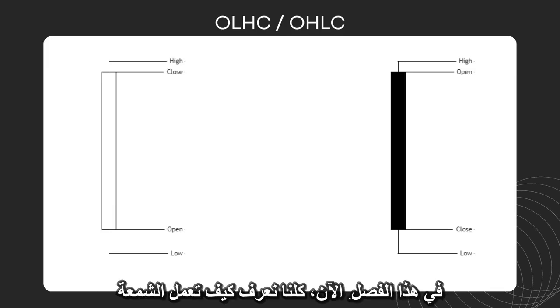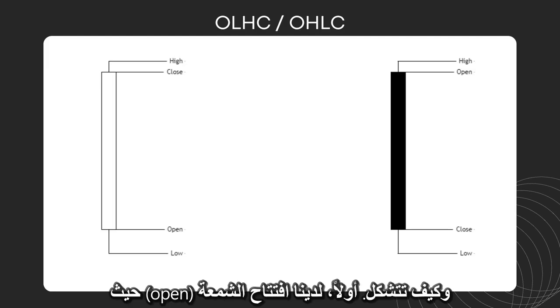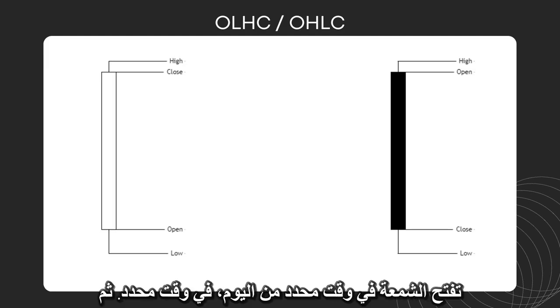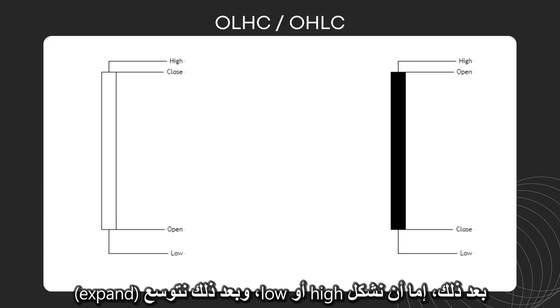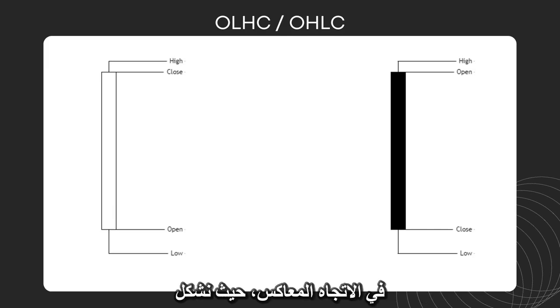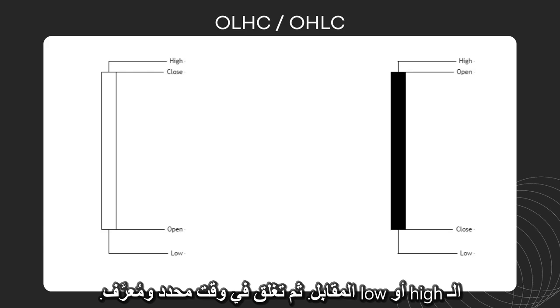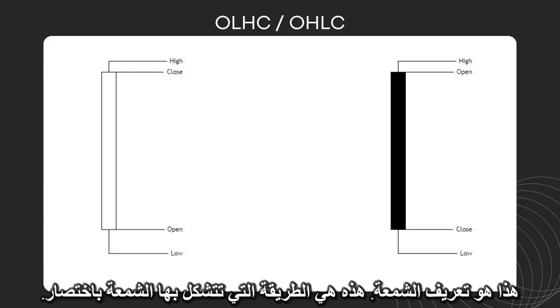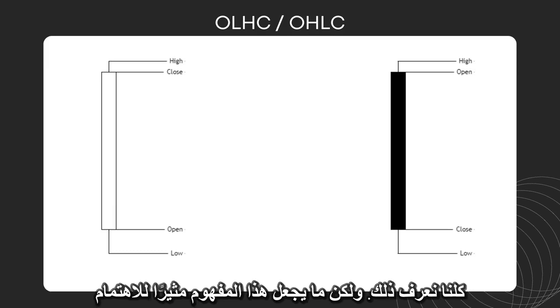Now, we all know how a candle works and how it forms, right? First, we've got the open of the candle, where the candle opens at a specific, definite time of the day. And then after that, either we form a high or a low. And then after that, we expand towards the opposite direction, in which we form the opposing high or low. And then it closes at a definite and specific time. That's what a candle is. That's basically how a candle forms in a nutshell. We all know that, right?